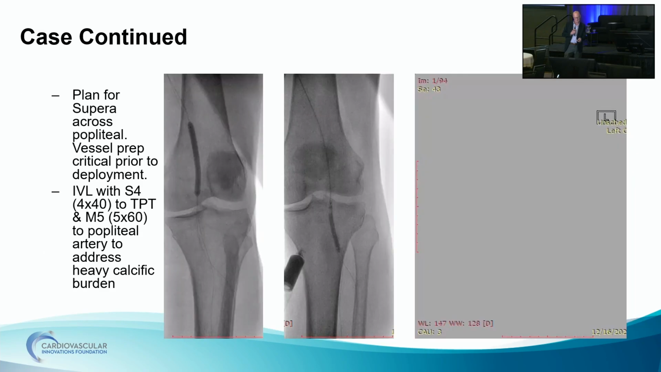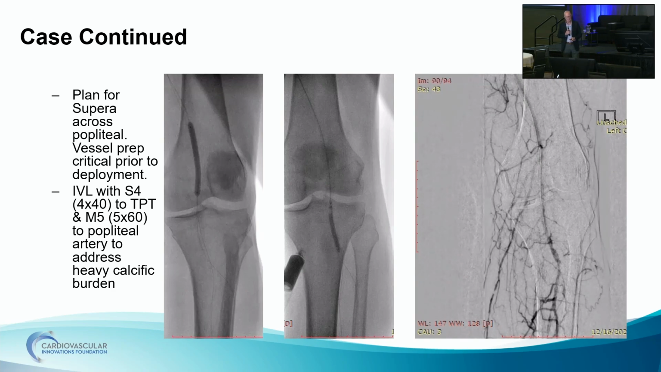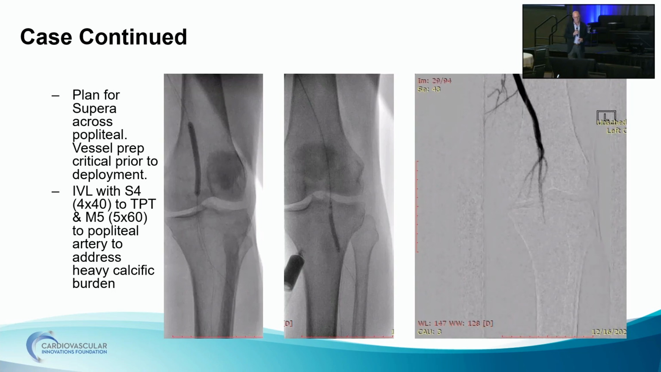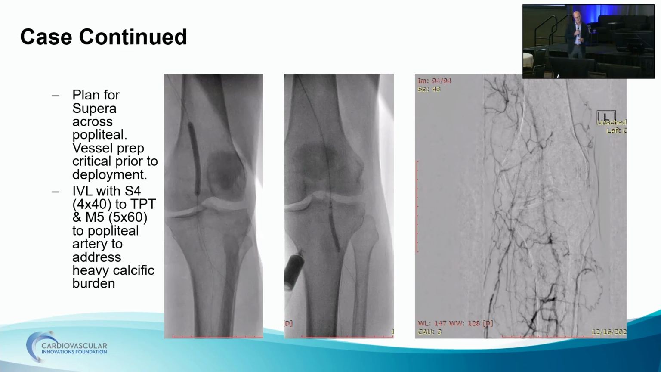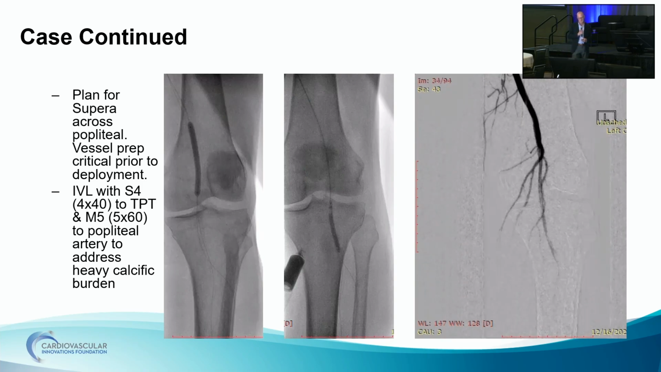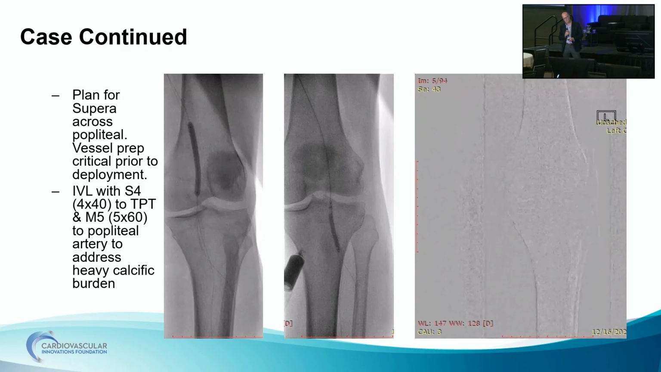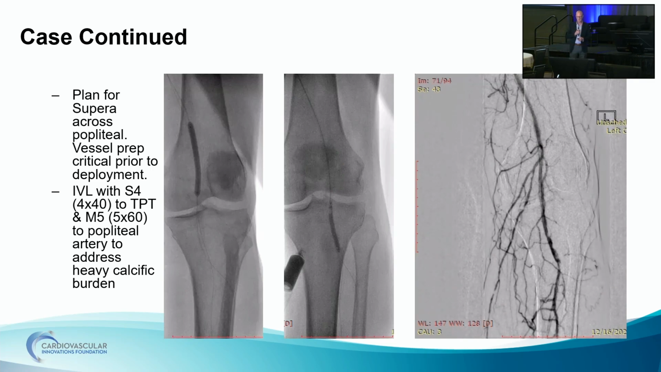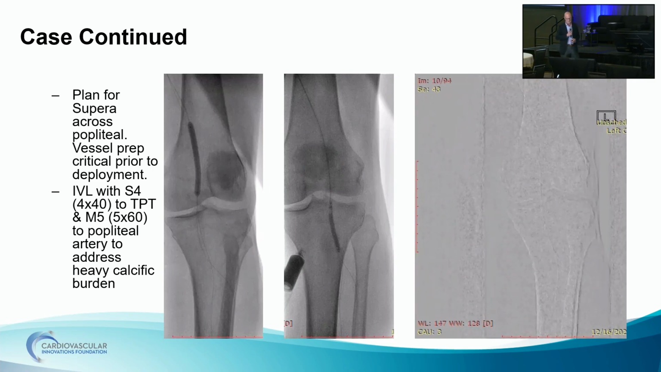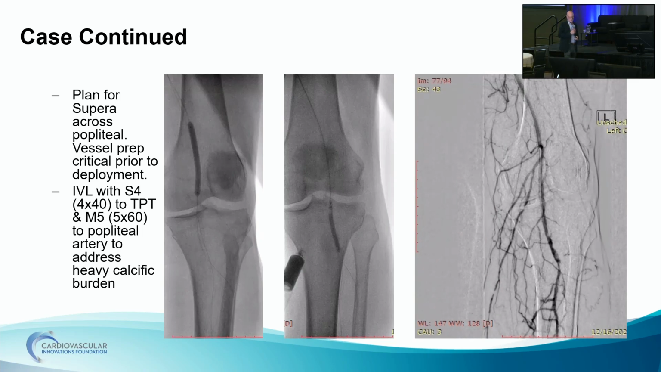Let me just back up for a second, sorry. So that angiogram on the far right is actually post-IVL. On the left, you can see IVL with an M5, 5x60, and then below the knee, you can see IVL with an S4, 4x40 to the POP and TPT respectively. And then on the far right, you can see the angiogram after doing that. So now what?